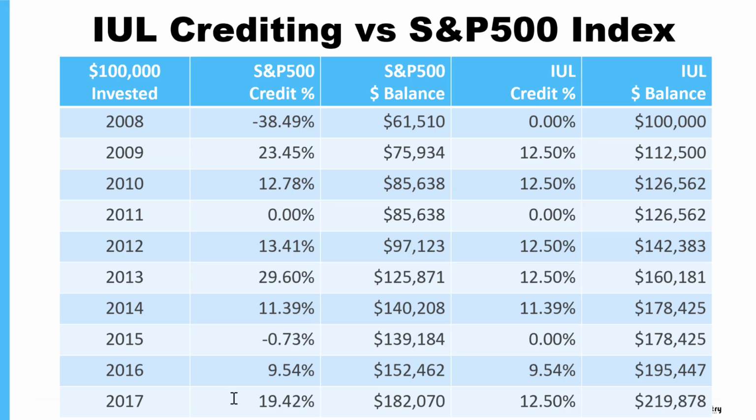Over here in 2017, the market jumps 19.42% over the year, bringing our balance up to $182,070. And then with the IUL, capped again at 12.5%, bringing our balance up to $219,878. So the difference is a little bit less than $40,000. The other thing, as per my previous video, is that this IUL money is available tax-free through policy loans, whereas this investment that has been made either from pre-tax dollars or from post-tax dollars, but not inside a life insurance policy, any gains are taxable.